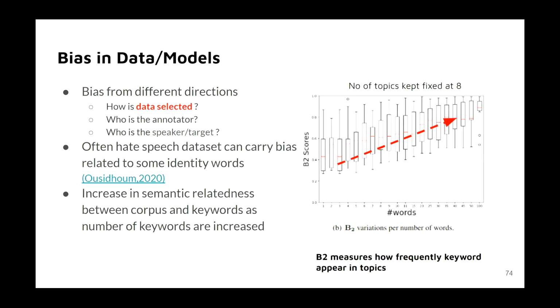Now, often hate speech datasets can carry bias related to some identity words. This is due to the fact that most of them are sampled using some keywords. This study focused on this and found that there is an increase in semantic relatedness between corpus and keywords as the number of keywords is increased, which is also visualized in this graph here. This highlights the problem because if the datasets are based on these identity keywords, they may detect hate speech when the identity keywords are used instead of the context it is used in.